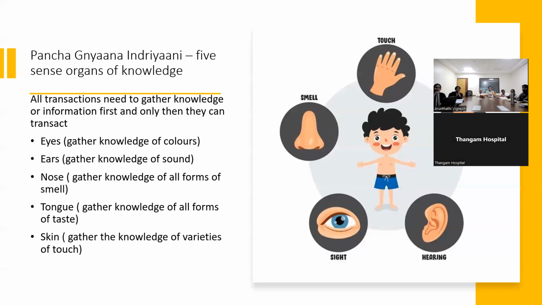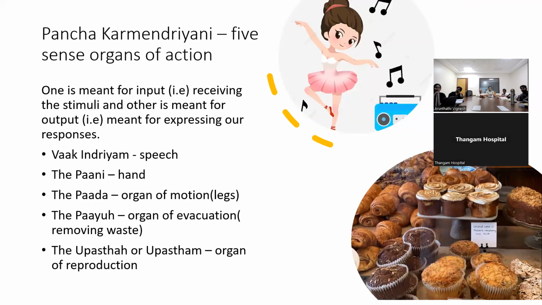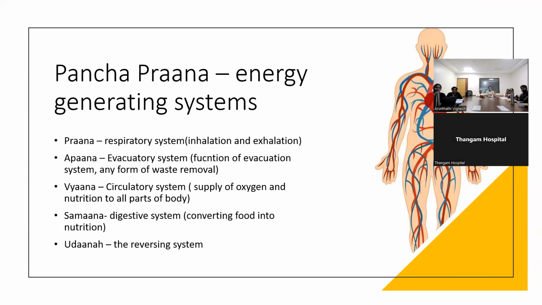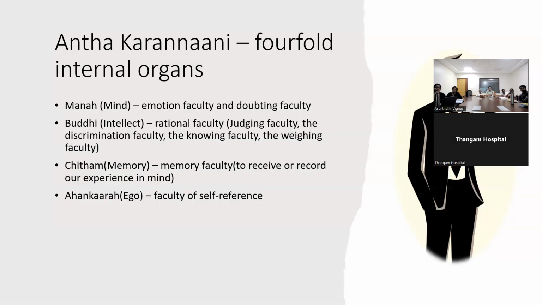Five sense organs of knowledge, that gather knowledge and information: eyes, ears, nose, tongue and skin. That is the basic five senses. Next are the organs of action: speech, hand, organ of motion, organ of evacuation, and organ of reproduction. Then the next five are the energy generating systems: respiratory, evacuatory system, circulatory system, digestive system, and the reversing system. And the last four are mind, intellect, memory and the ego. So totally 19 components are there in Sukshma Sariram.